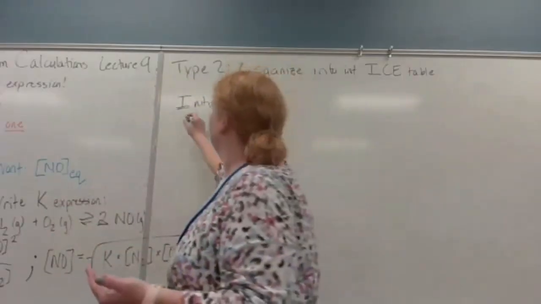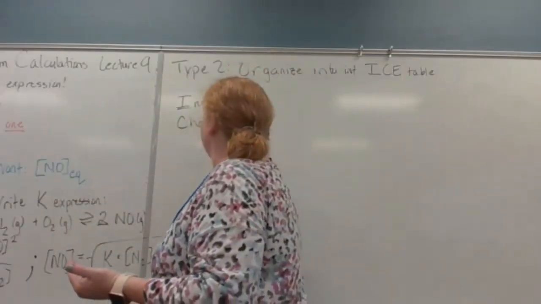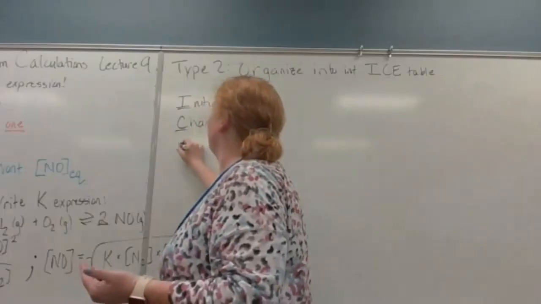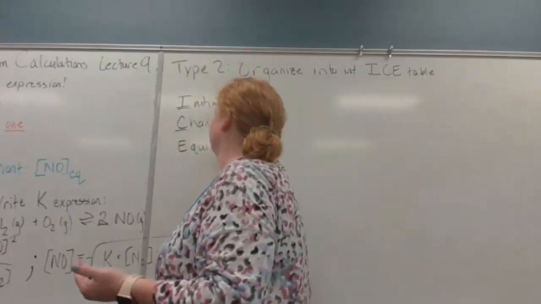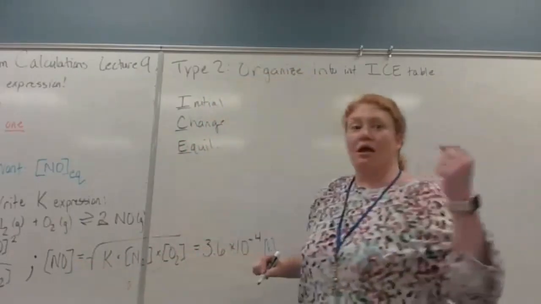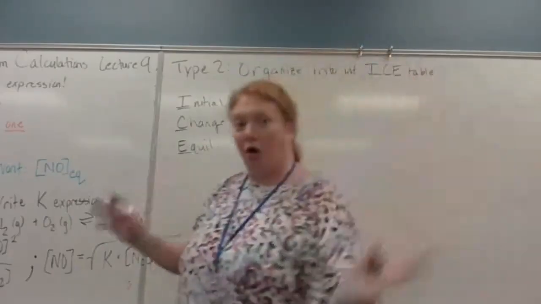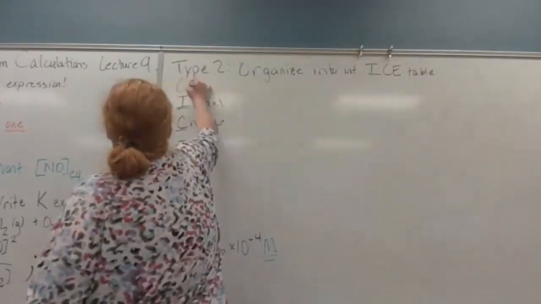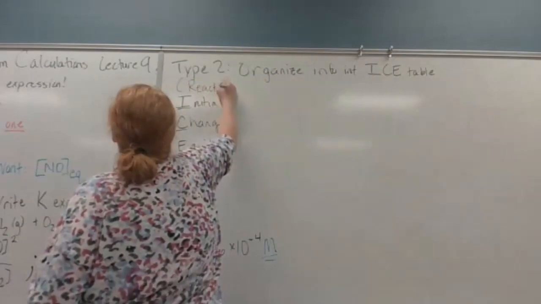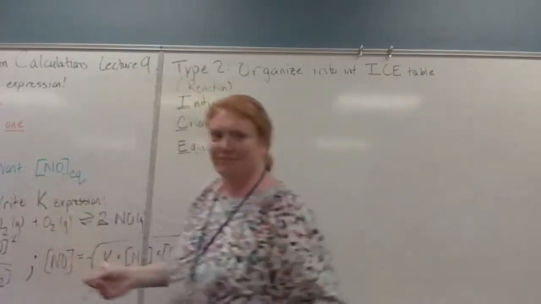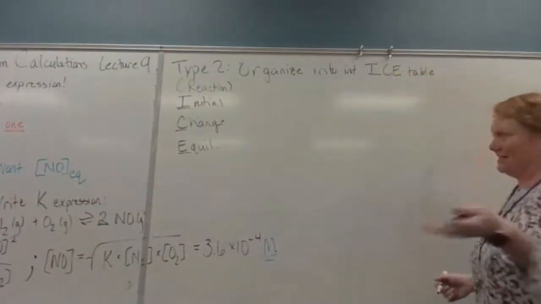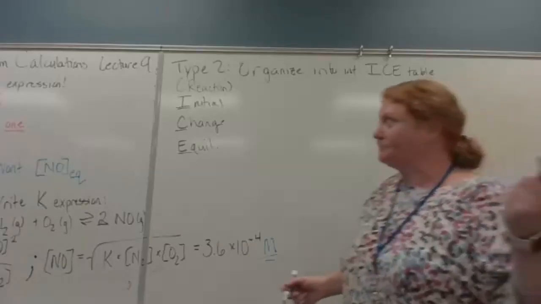Initial, change, and then equilibrium. If your teacher talks about the R for the RICE table, it's because we're going to write the reaction at the top of the table. But I learned it as an ICE table, so that's what I say.